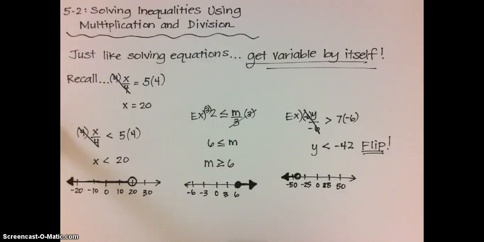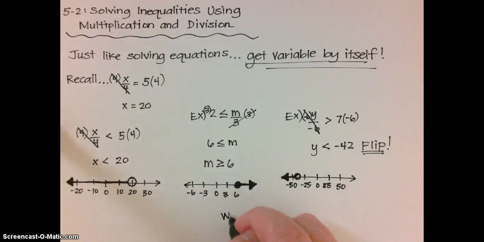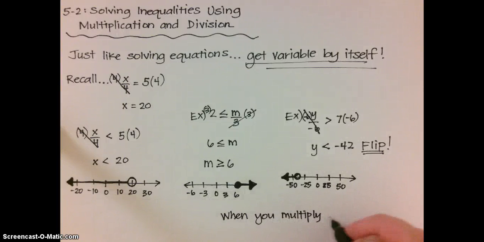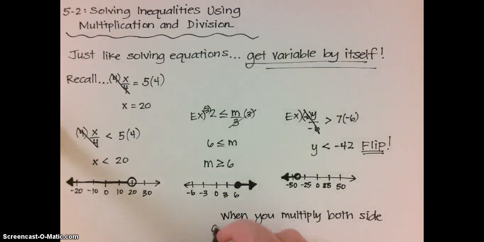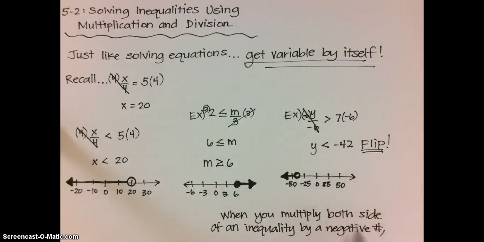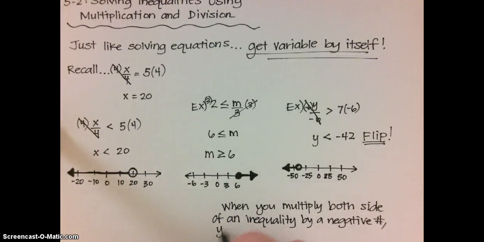So what we're going to write down is when you multiply both sides of an inequality by a negative number, you must flip the inequality.